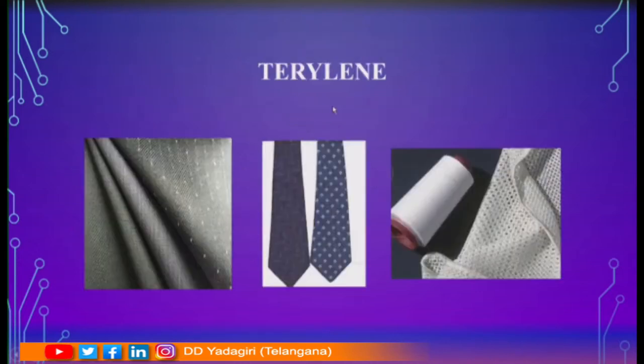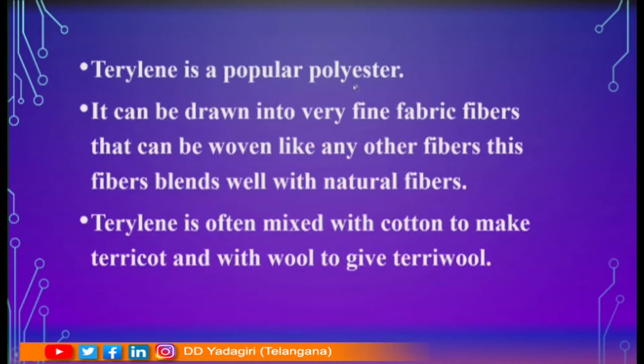Where is this terrylen used? What is this? This is a tie. This is a cloth used for making trousers. And this is a cloth which is used for making shirts. Even threads which are used in the sewing machines, they are made up of terrylen. So, terrylen is a popular polyester.